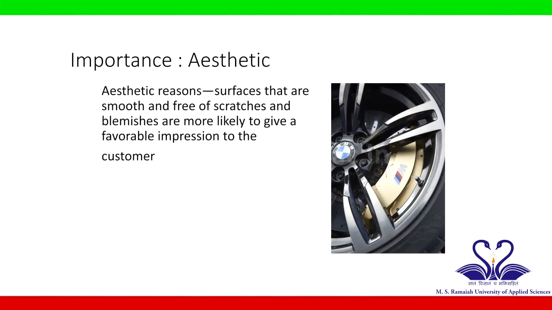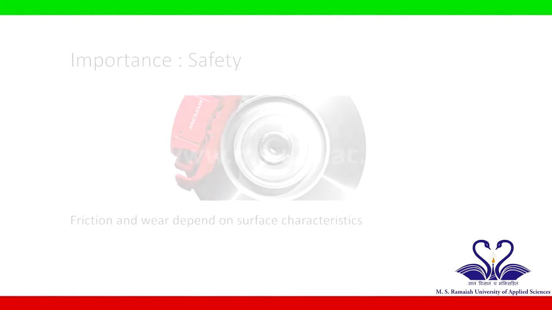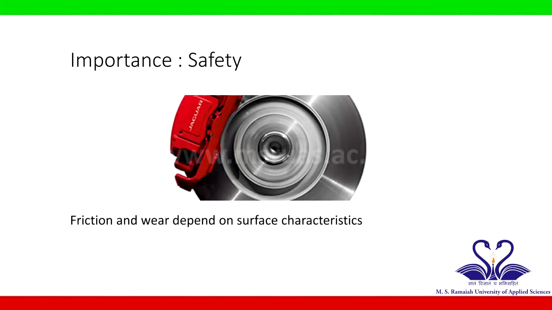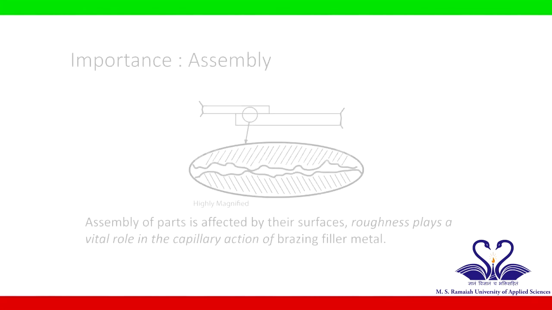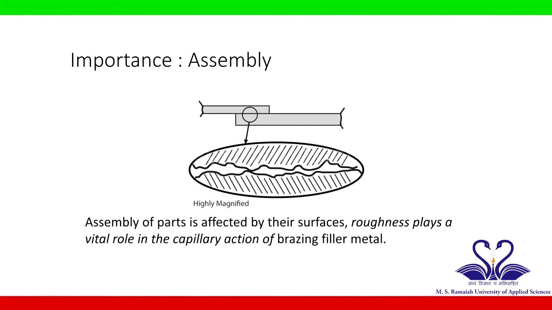Aesthetic reasons: surfaces that are smooth and free of scratches and blemishes are more likely to give a favorable impression to the customer. Friction and wear depend on surface characteristics. Assembly of parts is affected by their surfaces. Roughness plays a vital role in the capillary action of brazing filler metal.